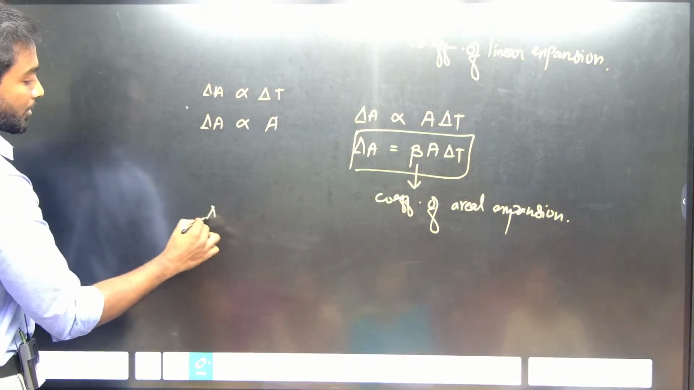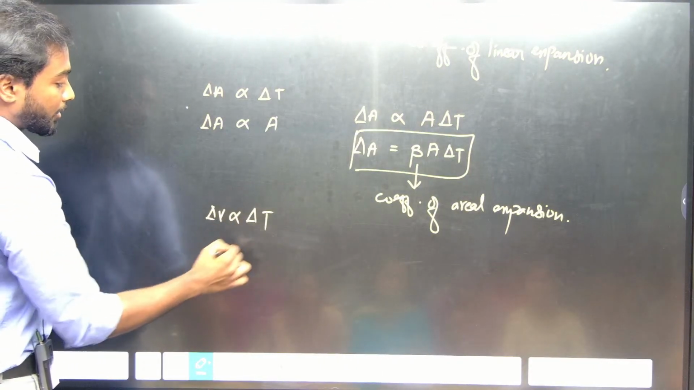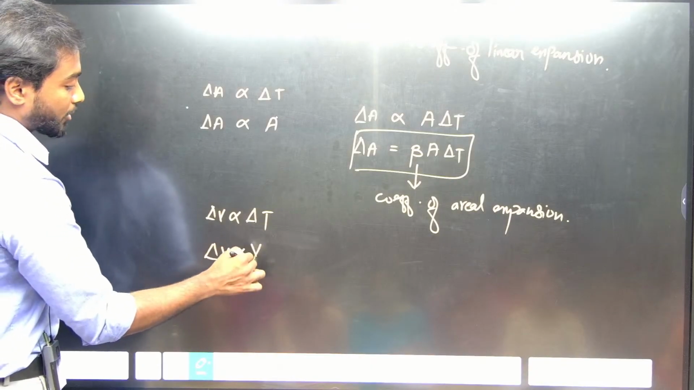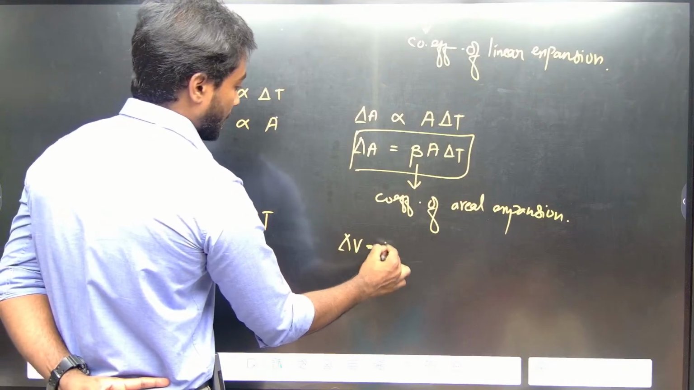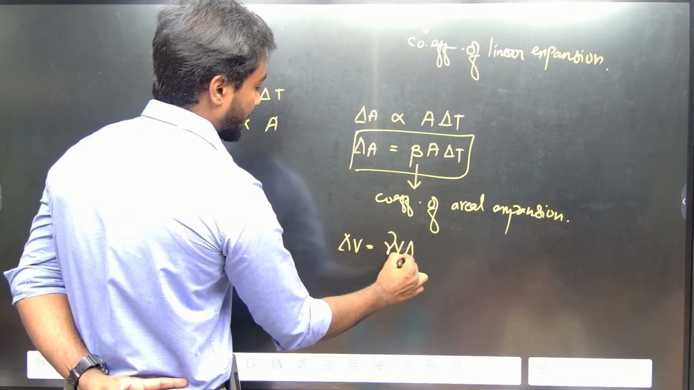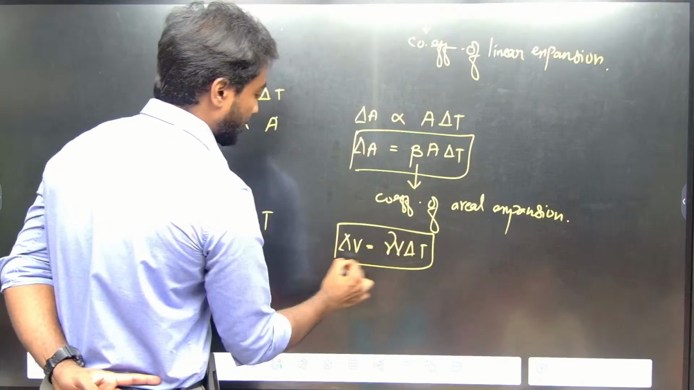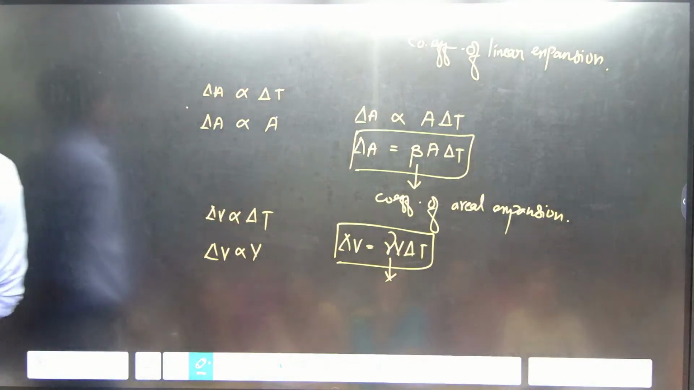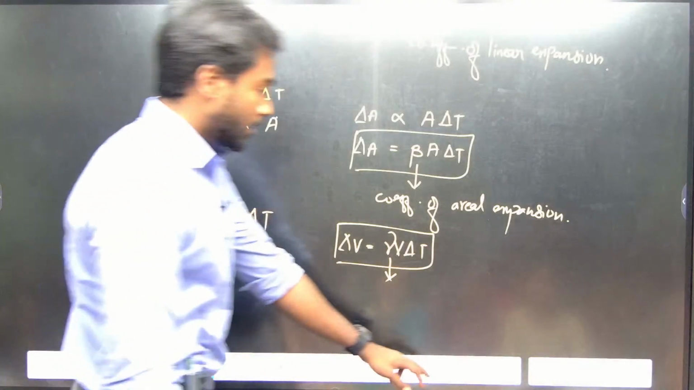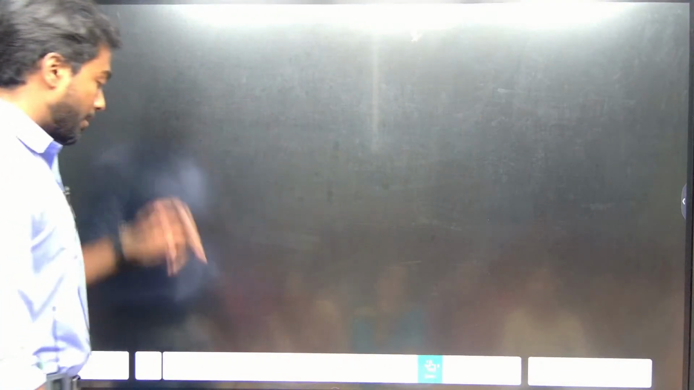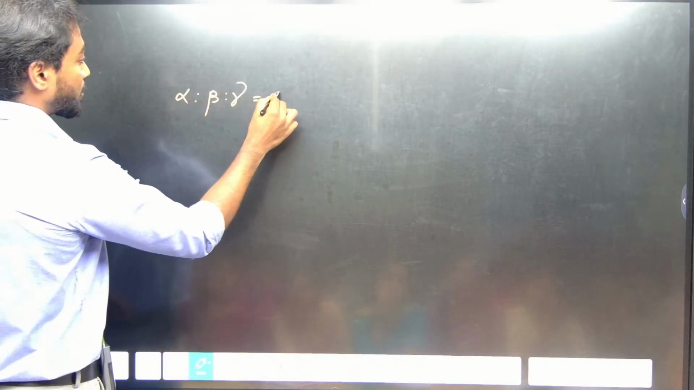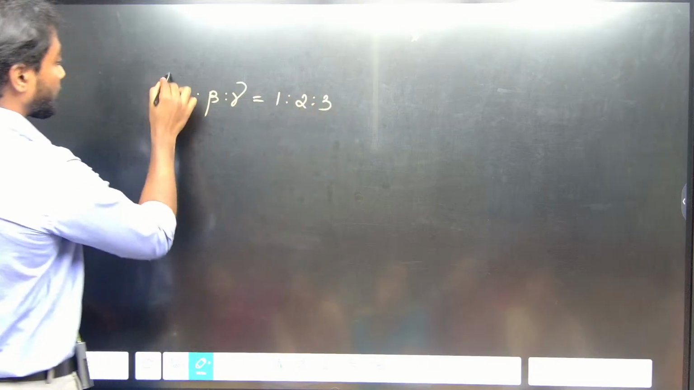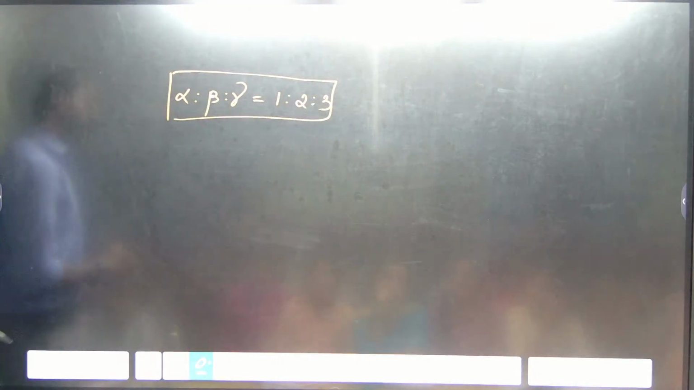Then delta V is directly proportional to delta T and delta V is directly proportional to V. So delta V will be equal to gamma times V times delta T. So gamma is nothing but the coefficient of volume expansion. And the relation between alpha, beta and gamma is alpha is to beta is to gamma equals 1 is to 2 is to 3. Okay, so these are the three expansions. You can take down.